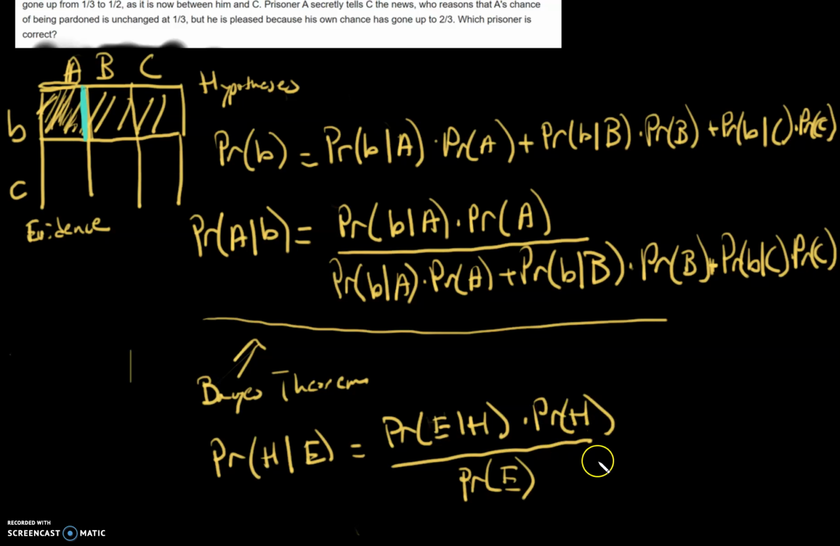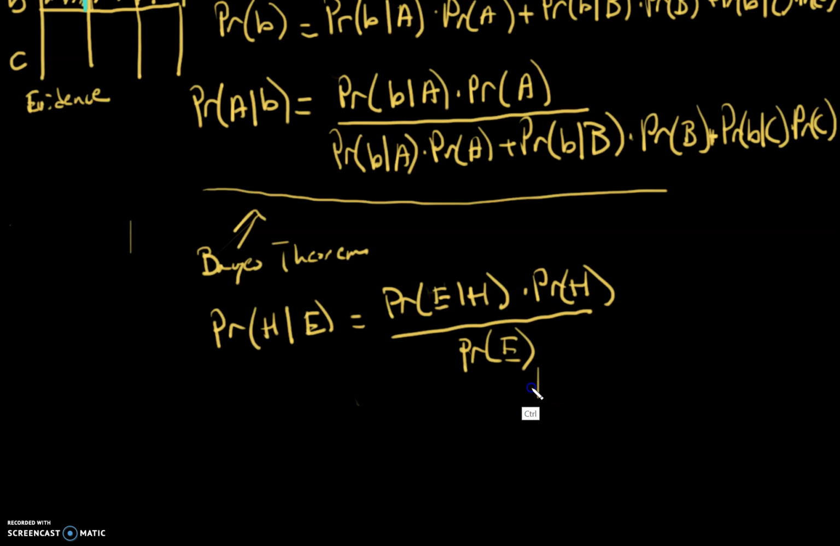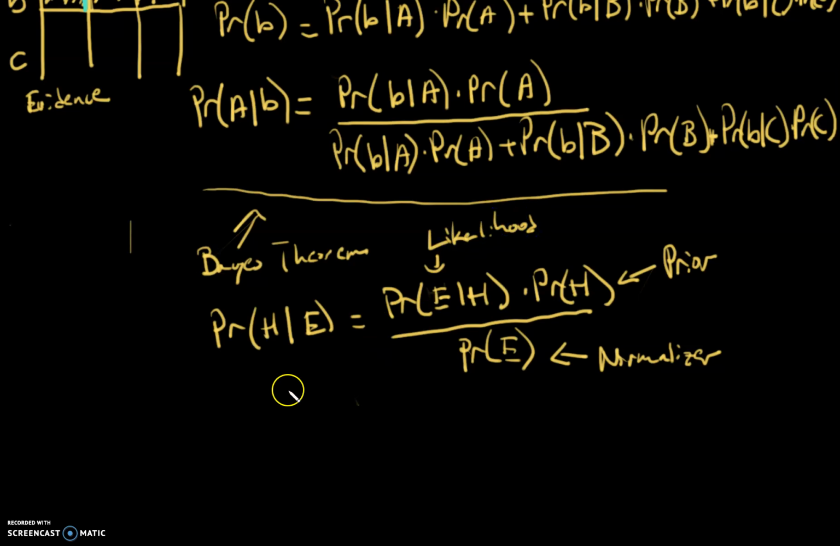So let's use the remainder of this video to talk about some terminologies. This guy right here is called the prior distribution. This guy right here is called the normalizer. This guy right here is called the likelihood. And this guy right here is called the posterior distribution.